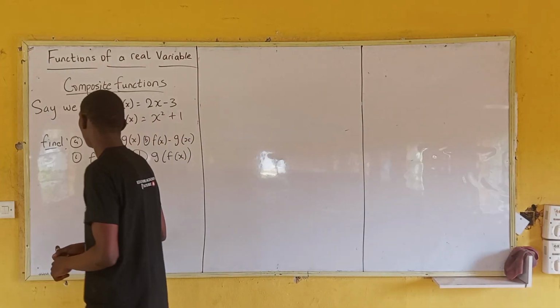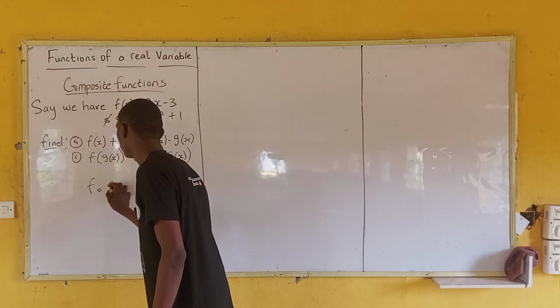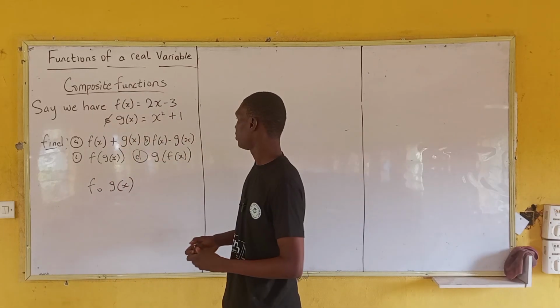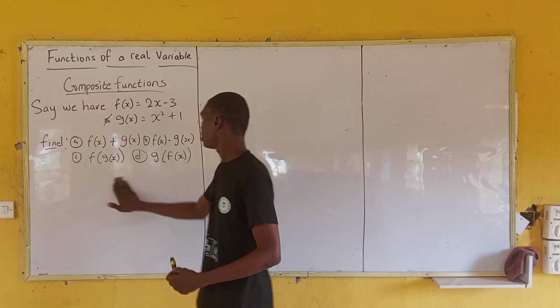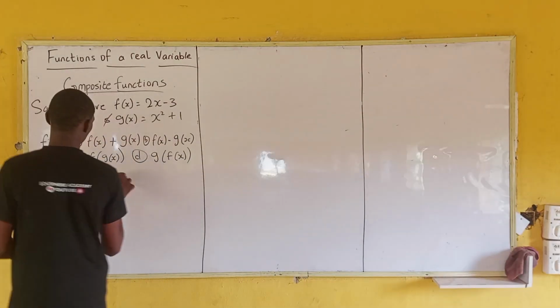And this f of g of x can also be written as f o g of x. All right. Can also be written as this. Same as what? g of f of x. All right. g of f of x. All right. Let's go on. Solution.